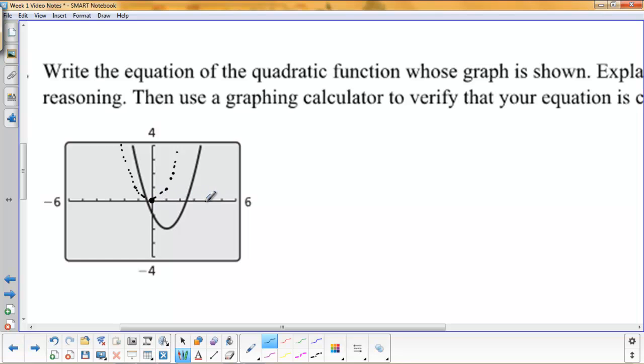That's 1, 2, 3, 4, 5, 6, so we're counting by ones. So I'm going to go to the right 1, and it looks like I'm counting by ones on the y-axis as well, so that means it's going to be down 1, 2.